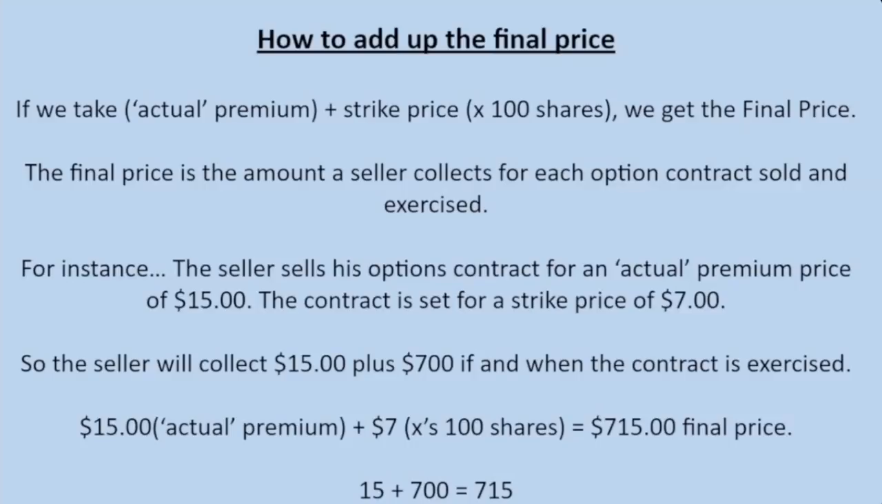It's going to be premium or actual premium plus strike price times 100 shares to get the final price of an exercise contract. So you can see these are very similar formulas to get final price and to get break-even price. It's just you have to do the times 100 on both of those in the final price scenario.